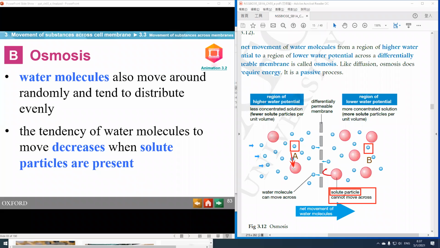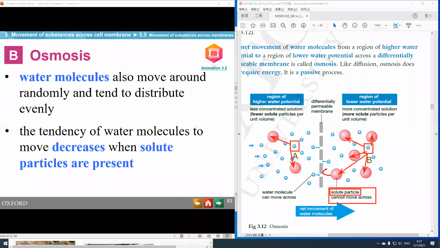A stays in contact with 1, 2 pink particles, and B stays with more. 1, 2, 3, 4, 5. Okay. So which one is in contact with more solute particles? B. Yes.